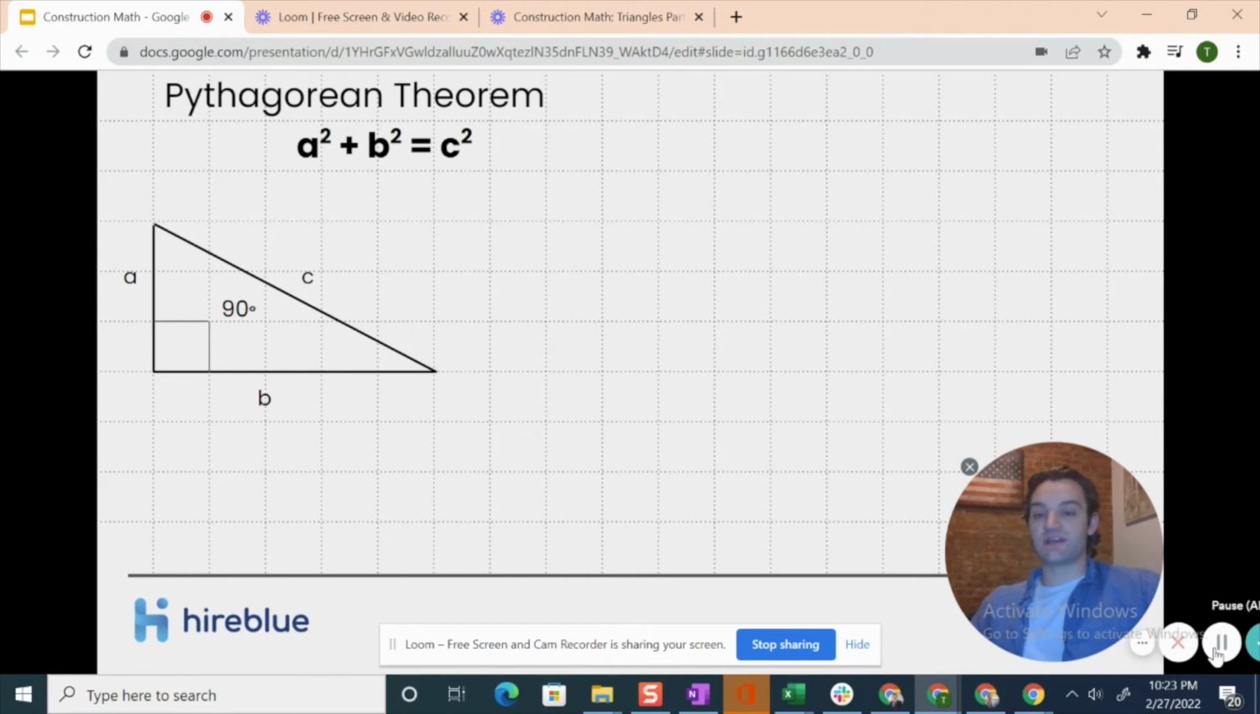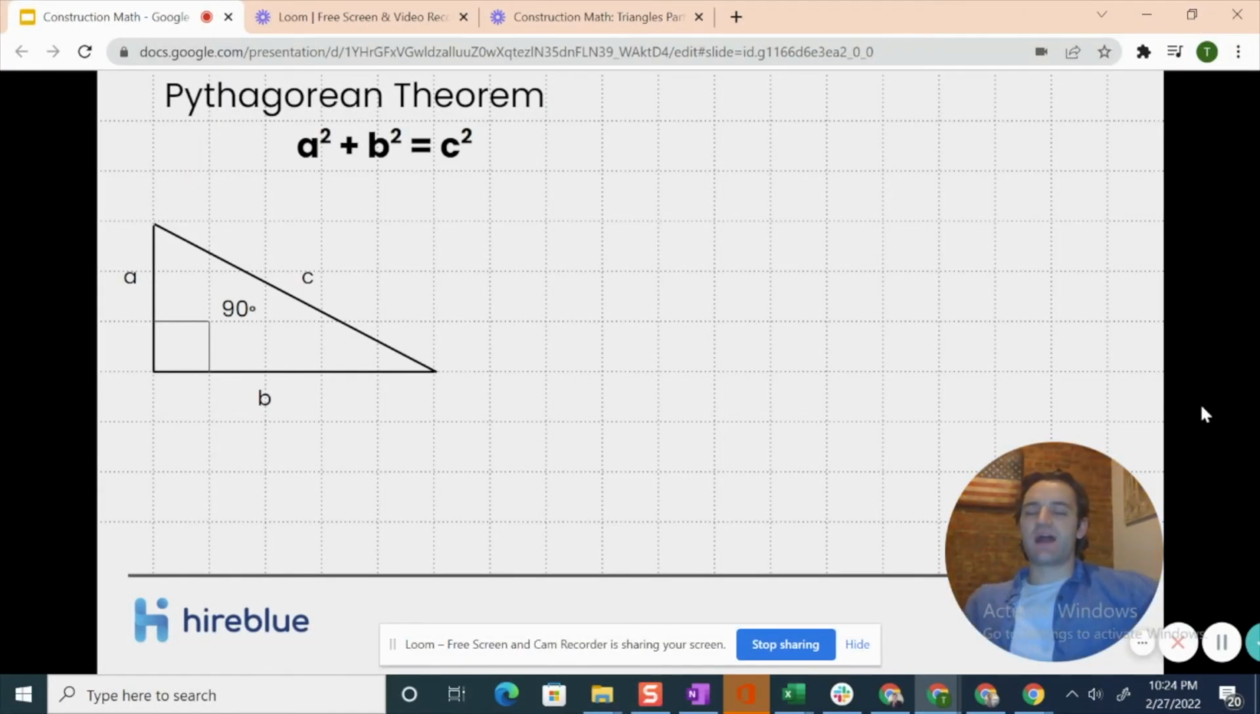The equation is A squared plus B squared equals C squared. And always remember, when you're squaring something, you're multiplying it by itself. So A squared is just A times A. If you're working with numbers, 2 squared would be 2 times 2, which is equal to 4.